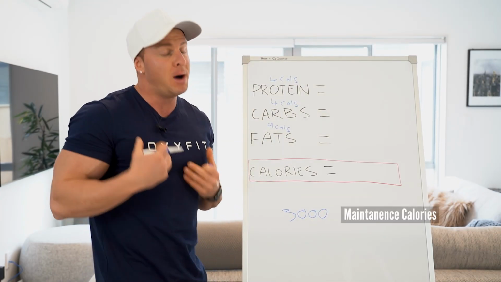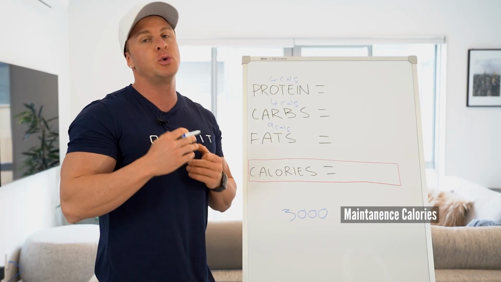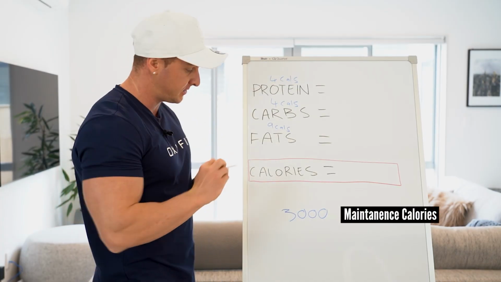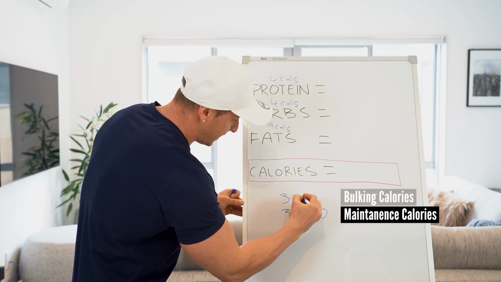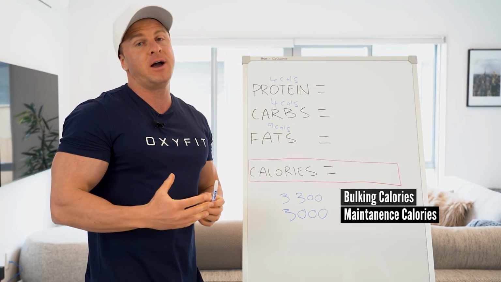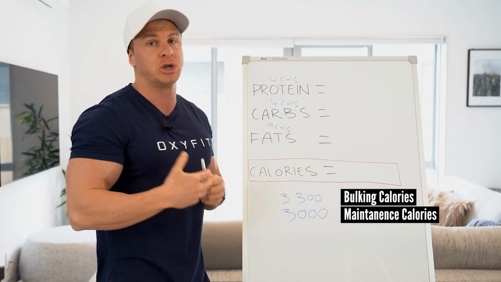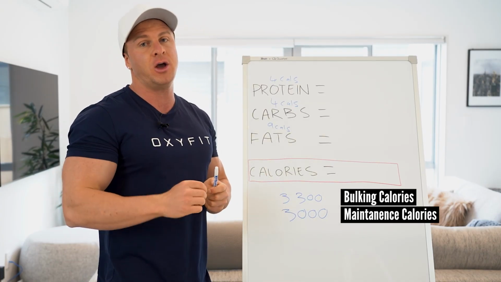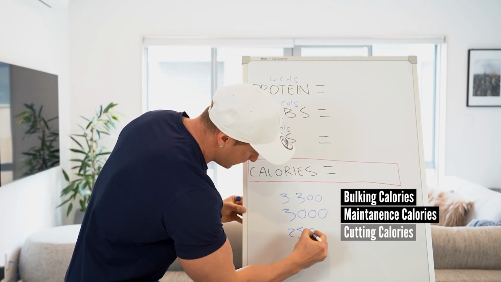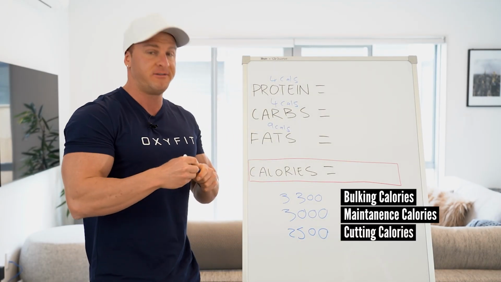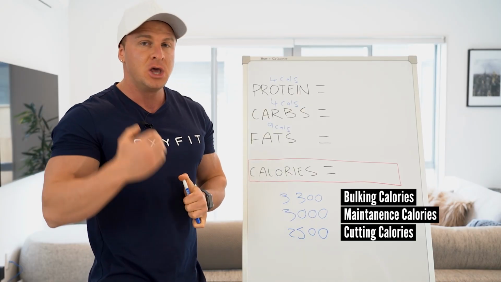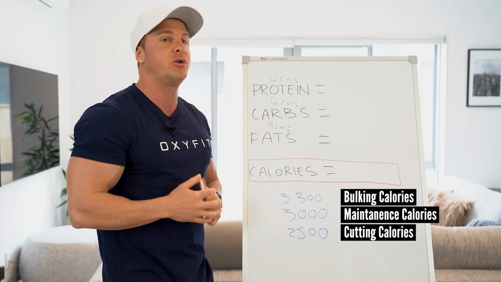Now, my advice is, if you are trying to bulk, go into a 300 calorie surplus. So that'll be 3,300. And if you're going to cut, if you want to lose fat, go into a 500 calorie deficit, which would be 2,500. I say a little bit more aggressive when you are cutting. You want to put yourself in a 500 calorie deficit.